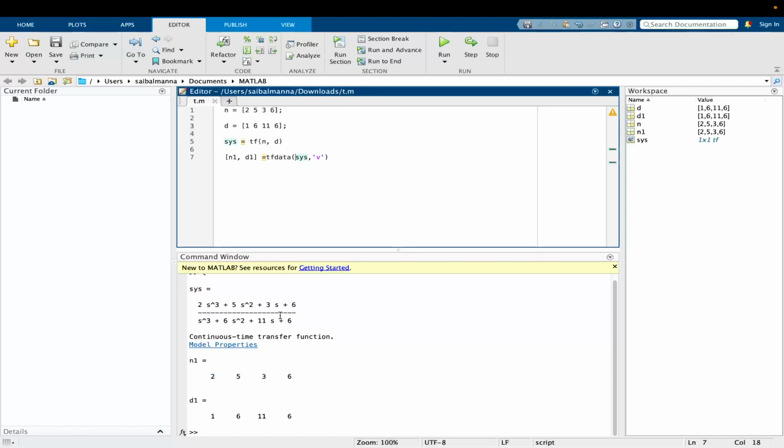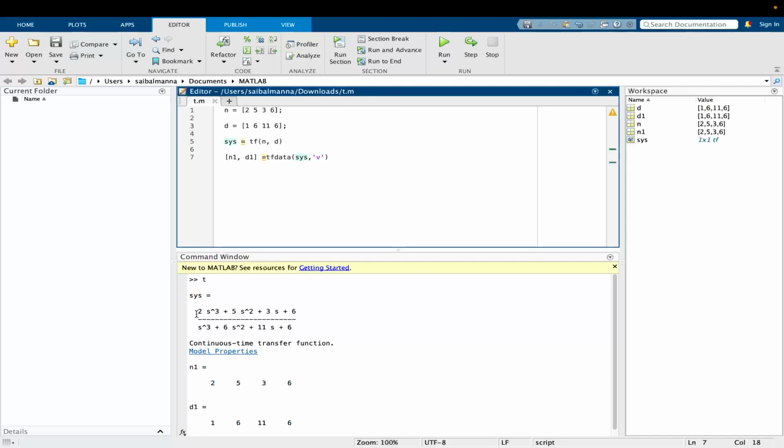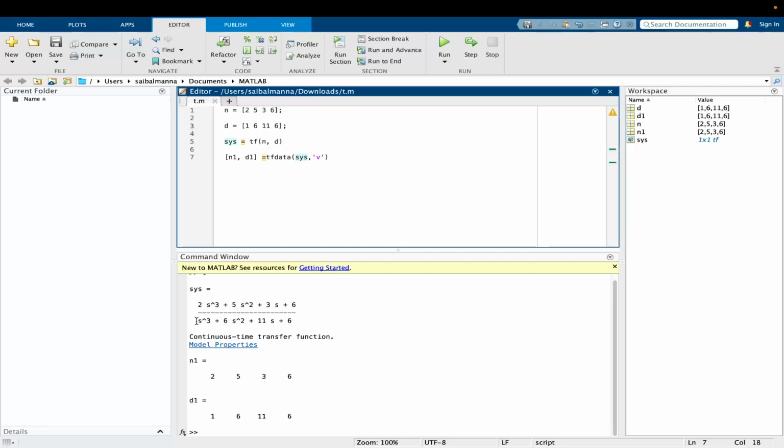So here you can see this is the transfer function, and these are the coefficients of the numerator as well as the denominator. So it is very simple, you just have to remember the transfer function tf and tfdata.